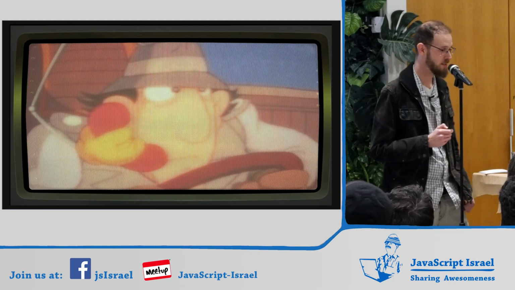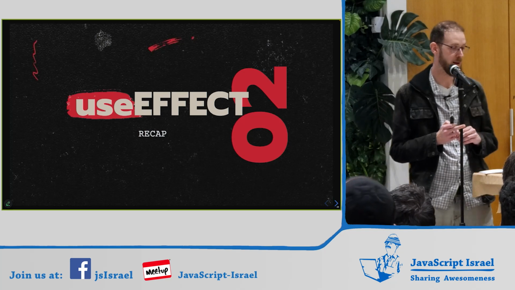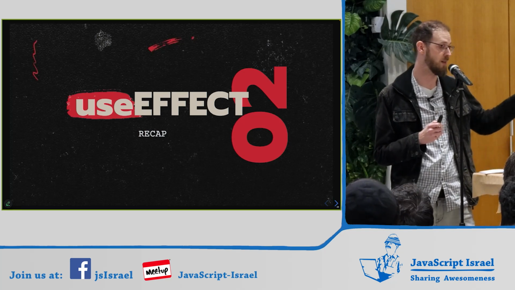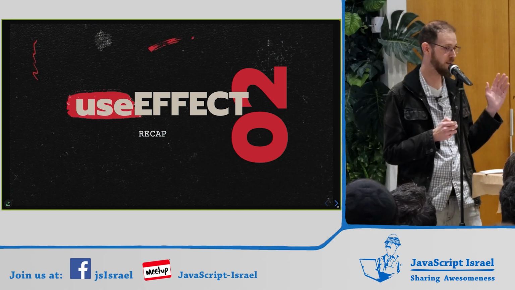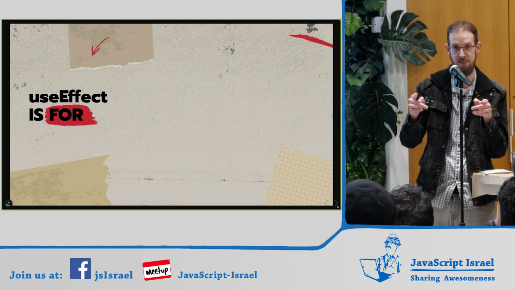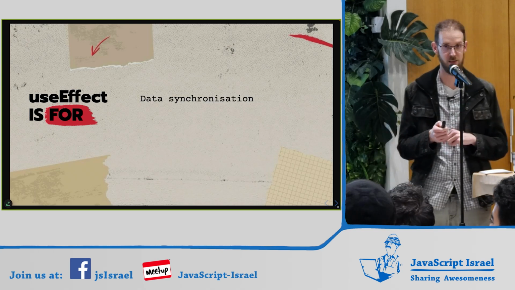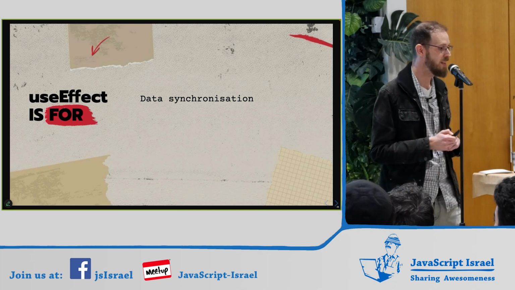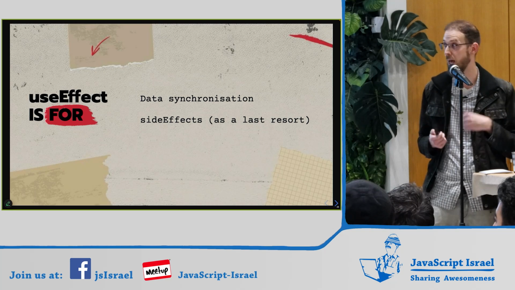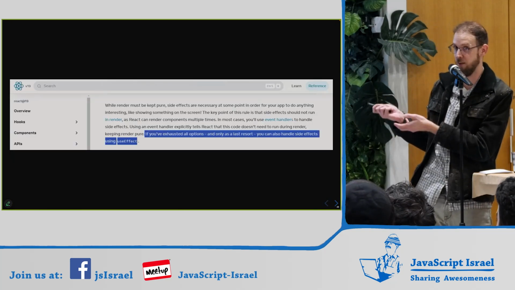Okay, thanks, Gadget. Let's break this down. useEffect, quick recap. I'm not going to go through everything that useEffect does, because that will take another complete talk. But just a super quick recap. useEffect is used for... if you said side effects, you're wrong. It's used for data synchronization. Sorry. It can be used for side effects, but as a last resort. And if you don't believe me, just read the React documentation, which says only use useEffect as a last resort.